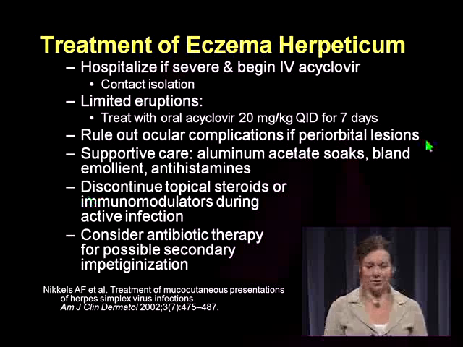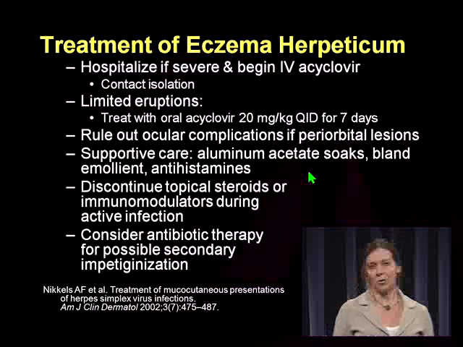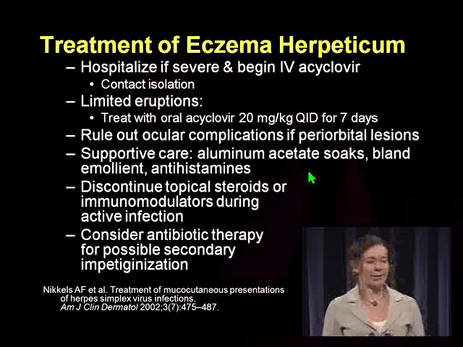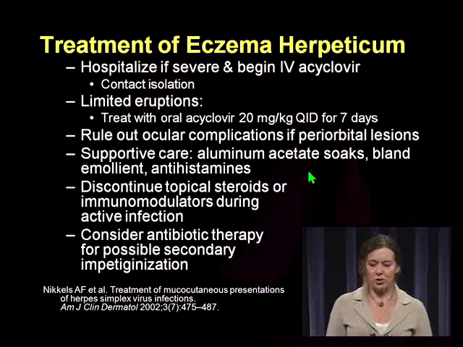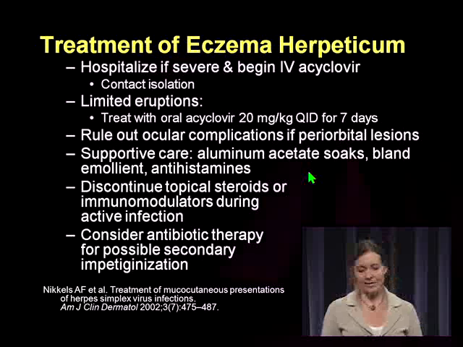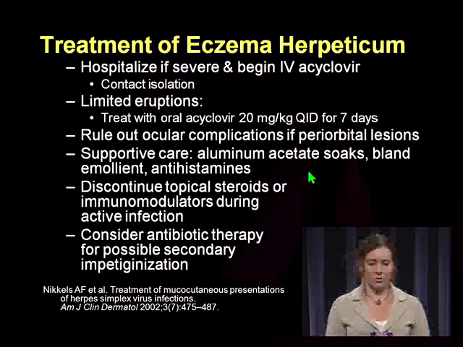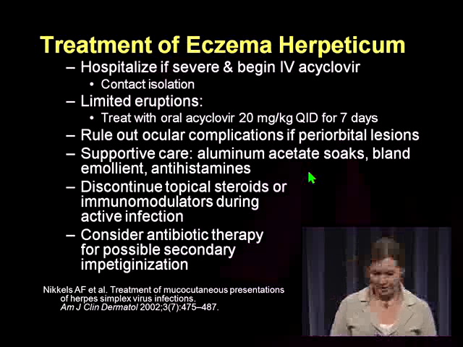We usually just treat symptomatically as far as the skin care. We always stop topical steroids. We don't apply them to the blisters or the erosions. And we're really using gentle debridement with soaks. We're using lots and lots of emollients, and then certainly trying to control itching with antihistamines. Again, no topical steroids or certainly no immunomodulators during an active herpetic infection.